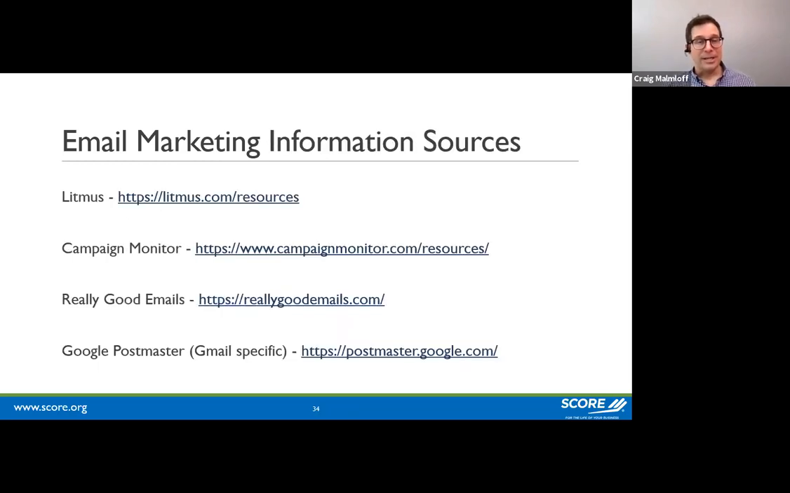Some good email marketing information sources. So Litmus is great as far as resources. Campaign Monitor, obviously they are a service provider, but they also offer great resources, really good emails. Obviously, you can see why. And then Google Postmaster. So this is Gmail specific, but a lot of times it is a huge thing as far as a lot of people use Gmail. And so it'll help you kind of identify how you can make sure it shows how you want in Gmail.